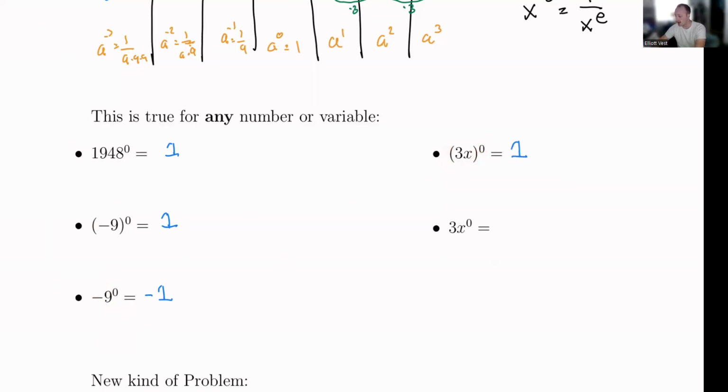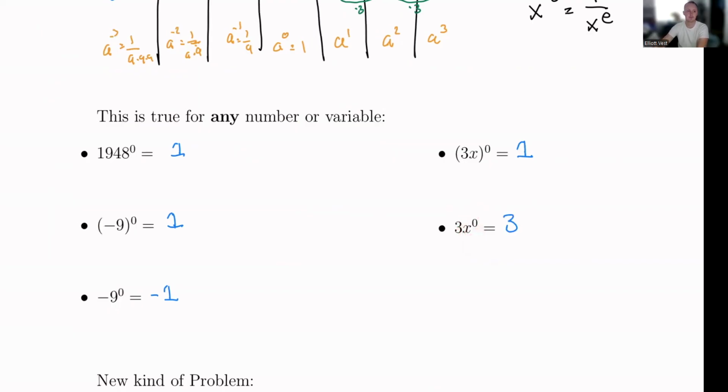And like before, even though these look close to each other, this is really 3 times x to the 0 power. This is the stuff you do first. X to the 0 power is 1. 1 times 3, 3. There we go.